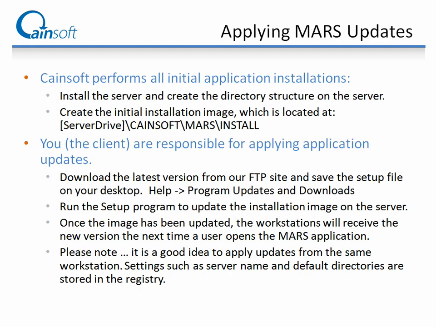Basically what you do is you download the latest version from our FTP site, and I showed you where that was a moment ago, and you save the setup file on your desktop, okay? And so you could go to Help, Program Updates and Downloads to get the latest version, all right? You would run the setup and update the installation image on the server. Once this installation image has been updated, all of the other workstations on the network that have Mars installed will automatically get the new version the next time a user opens the Mars application. And I'll show you how this works.